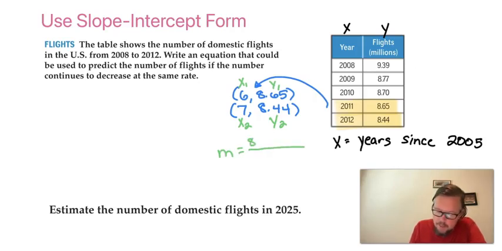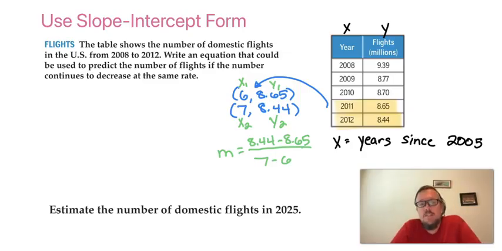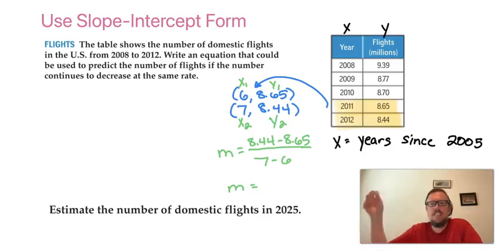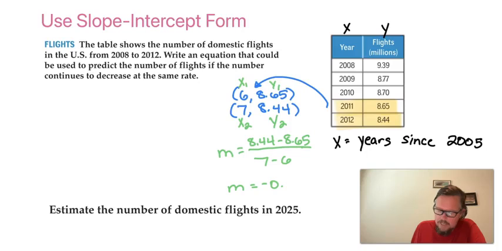So 8.44 minus 8.65, and then on the bottom we have 7 minus 6. So 7 minus 6 is good news. That's just 1. So the slope is going to be whatever 8.44 minus 8.65 is. That's going to be a negative number. We know it's going to be a negative number because when we look at it, the flights are decreasing. And in this case, it's negative 0.21. Okay, negative 0.21, that's our slope. So now we need to find our y-intercept.